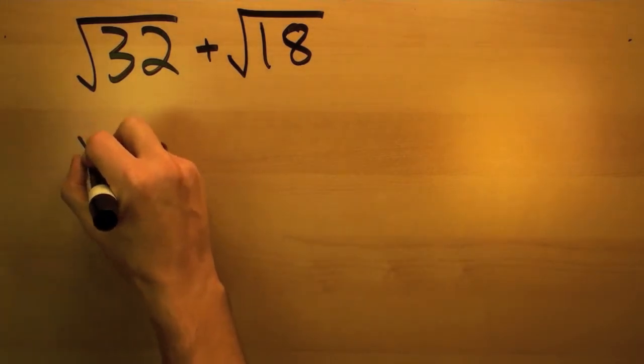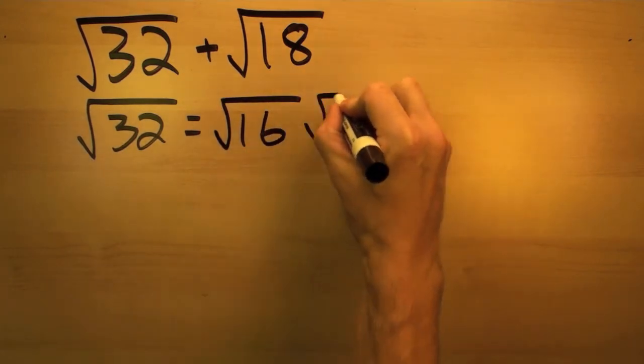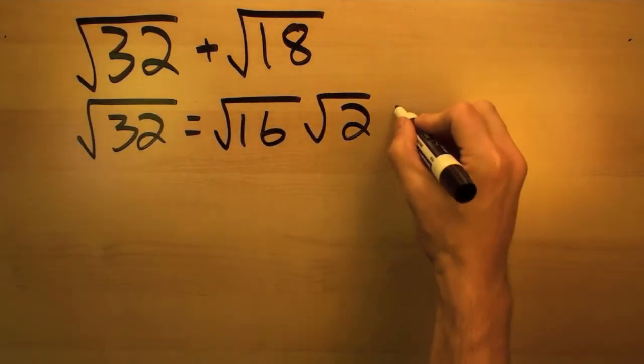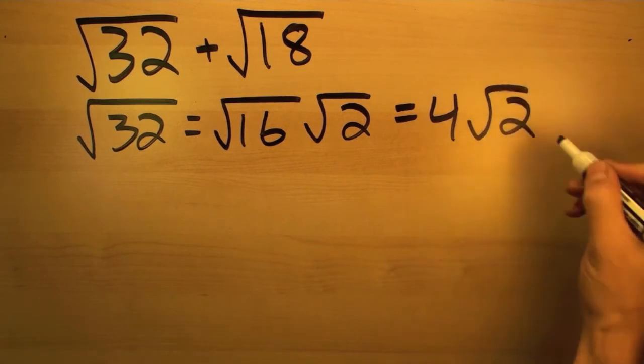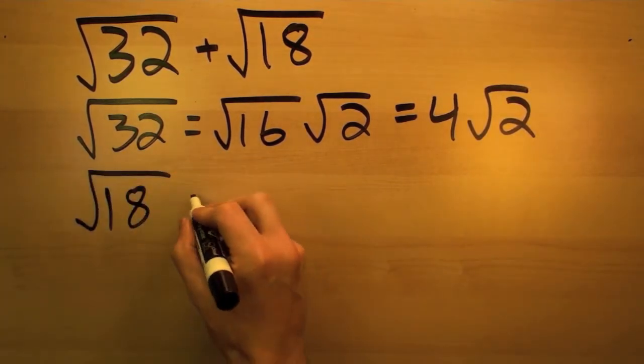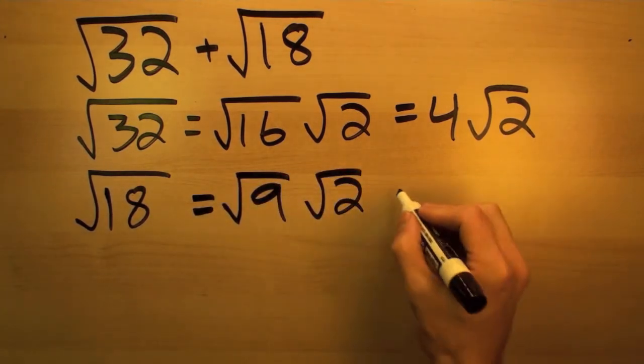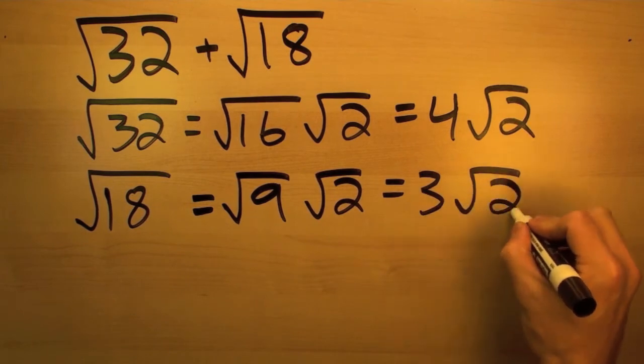So the square root of 32 can be written as the square root of 16 times the square root of 2, which is 4 times the square root of 2. The square root of 18 is equal to the square root of 9 times the square root of 2, which simplifies to 3 times the square root of 2.